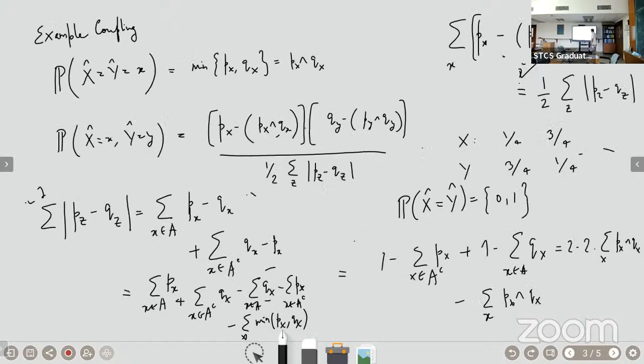So just to recap, this is my maximal coupling. They're equal with the minimum of the two probabilities. They take arbitrary values x and y. These are nice symmetric terms. So hopefully you see which number you want. And this is just normalization. You can actually copy it.